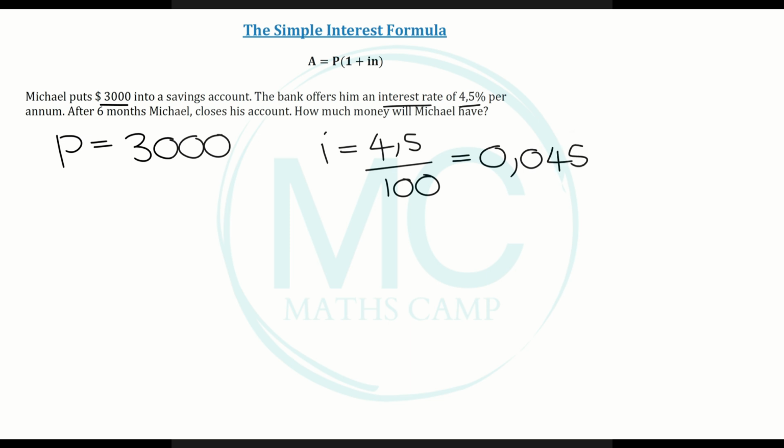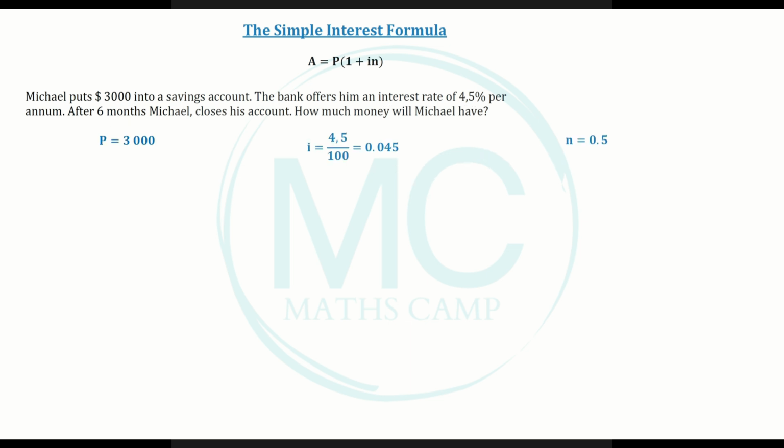Michael invests for 6 months. This is the duration. But remember that N is always calculated in years. So a year has 12 months. Michael only invests for 6. So he invests for half a year, which means that N is equal to 0.5. Now that we have these values, let's put them into the formula.